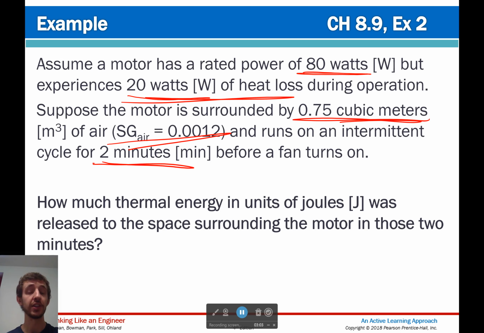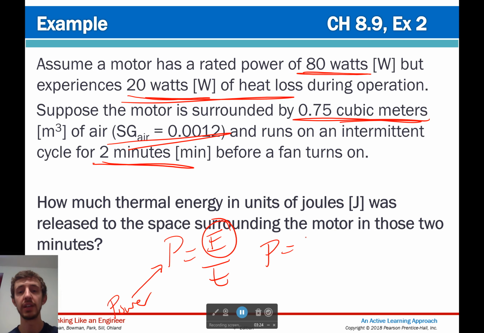Before we go anywhere, let's look at our equation. So our power equation is P equals E over T. This is not pressure, that is power. Carefully, don't get those P's confused. Okay, E over T. We want to solve for E, that's what we're looking for. We have a time, that's going to be 2 minutes. I'm going to go ahead and convert that to 120 seconds. So P equals E over 120 seconds.